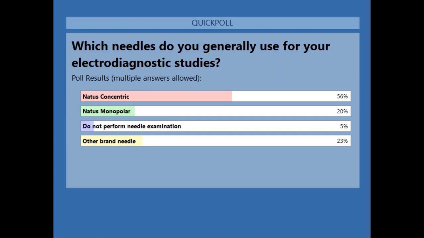Oh, wow. Okay, so most of the people attending this are actually performing the needle EMG. That helps me to define the tone of presentation and so forth. It's really not related to the clinical part, just to get a feel for who is listening. Okay, thank you so much.